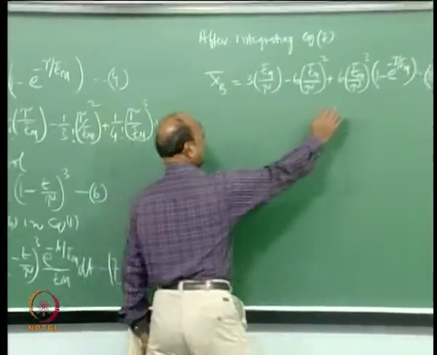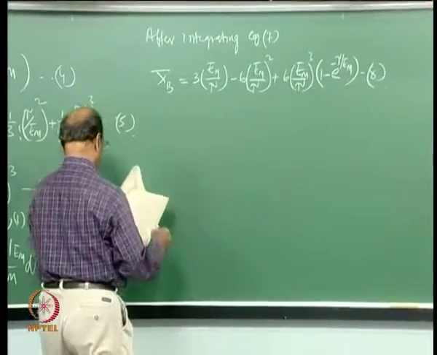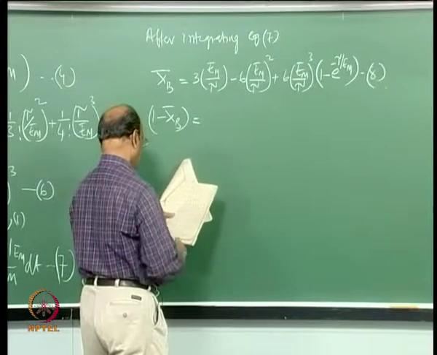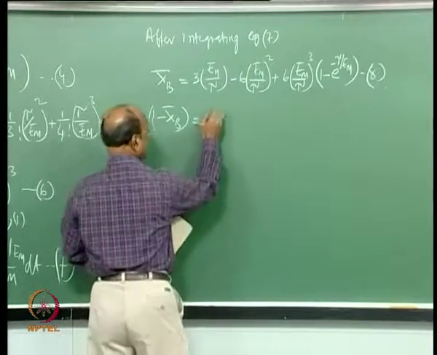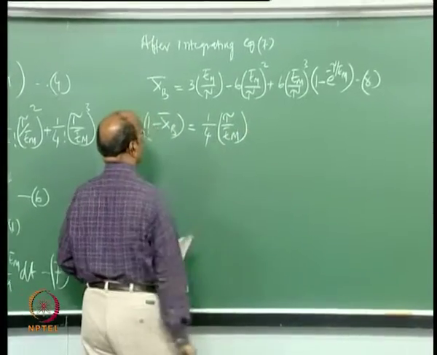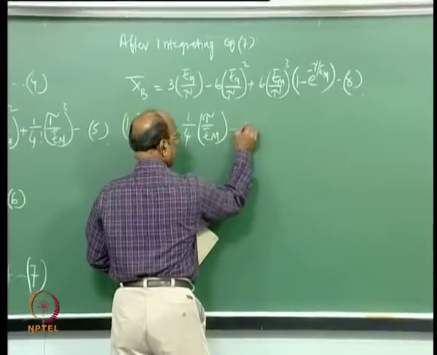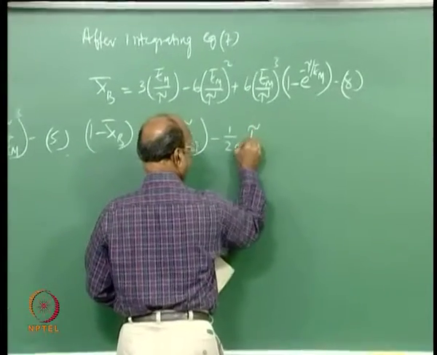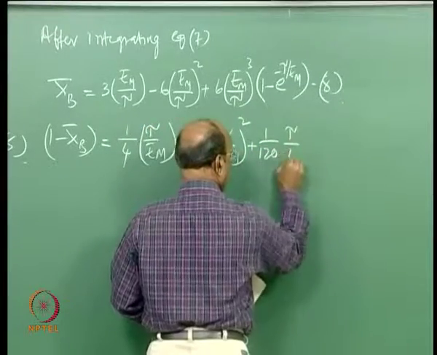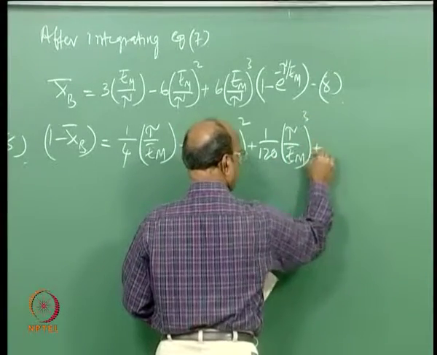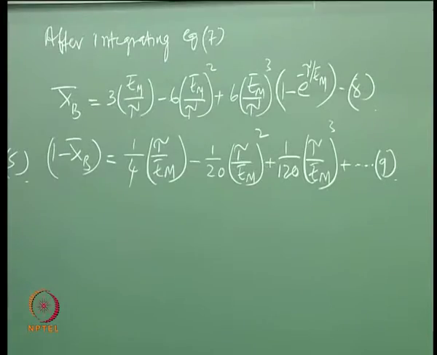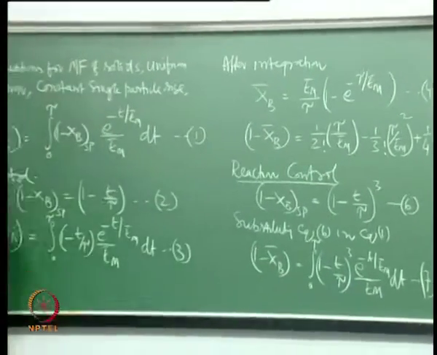Good. So again we can expand this and then write this in a more easy manner for solving the problem as engineers. So we have in series 1 minus x bar b equal to 1 by 4 tau by t bar m minus 21 by 20 tau by t bar m square plus 1 by 120 tau by t bar m whole cubed, etcetera. So this is equation number 9. So that is the another case. Let me underline this, so that you will see the difference somewhere.